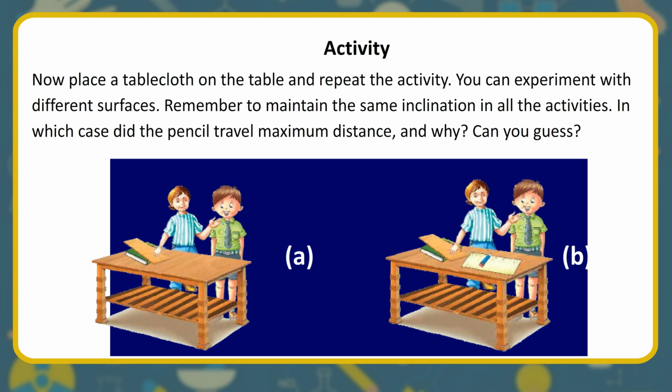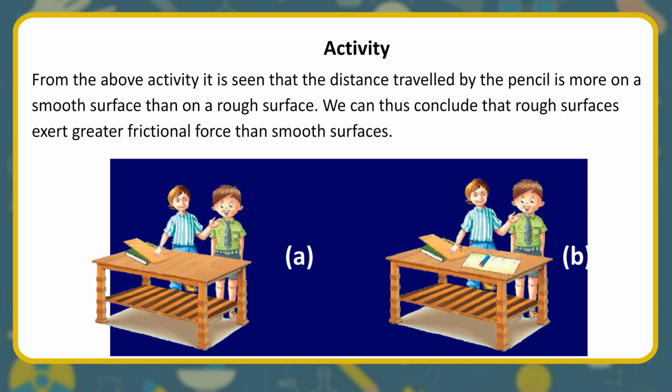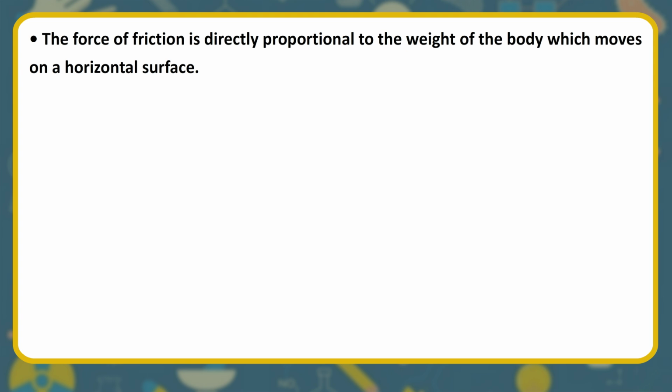In which case did the pencil travel maximum distance, and why? Can you guess? From the above activity it is seen that the distance traveled by the pencil is more on a smooth surface than on a rough surface. We can thus conclude that rough surfaces exert greater frictional force than smooth surfaces. The force of friction is directly proportional to the weight of the body which moves on a horizontal surface.